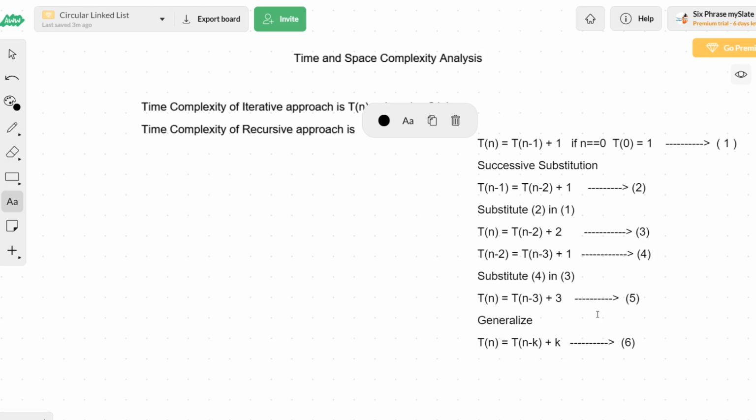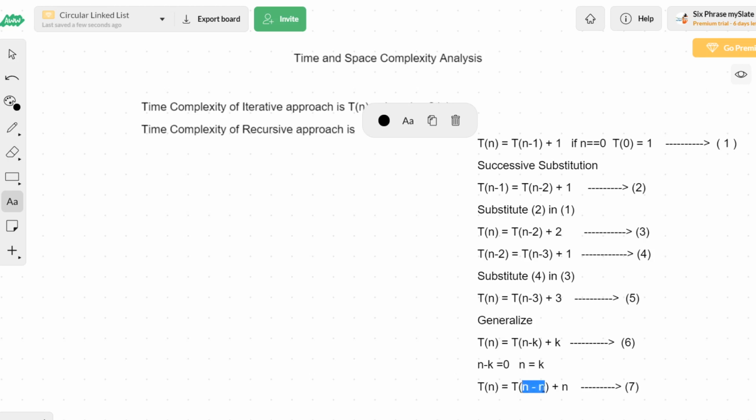Now, when will this process end? Coming to the base case, what is the base case? T of 0. When will this become T of 0? When n minus k becomes 0. So when n minus k is equal to 0, minus k on the left side goes to the right side with a positive sign. So n is equal to k. When n is equal to k, it becomes T of 0. So T of n is equal to T of, everywhere instead of k substitute n. So it is n minus n, and then again plus n. This equation is going to be equation number 7.